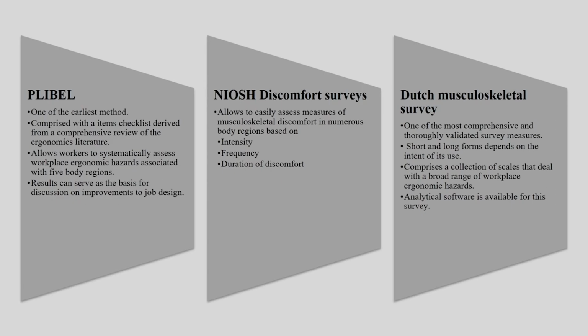The third important tool in this particular section is the Dutch musculoskeletal survey. What it says is that it is one of the most comprehensive, very compact in nature and thoroughly validated survey measures. It's mainly a survey tool. Okay. Short and long forms are available, depending on the intent of its use.